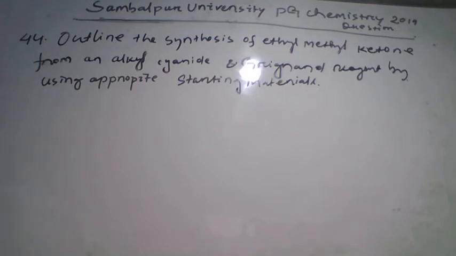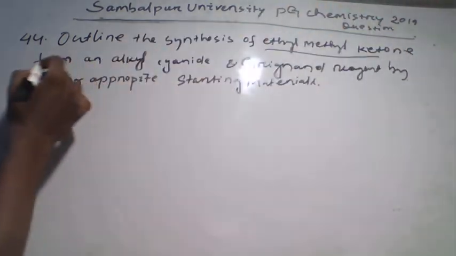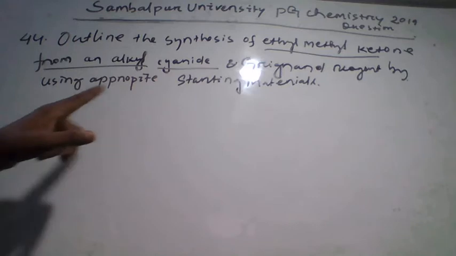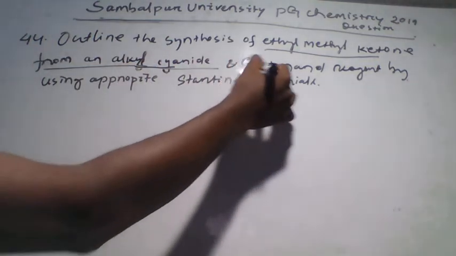Then see question number 44. Outline the synthesis of ethyl methyl ketone from an alkyl cyanide and Grignard reagent by using appropriate starting material. See here, the product you have to synthesize from the alkyl cyanide and Grignard reagent.